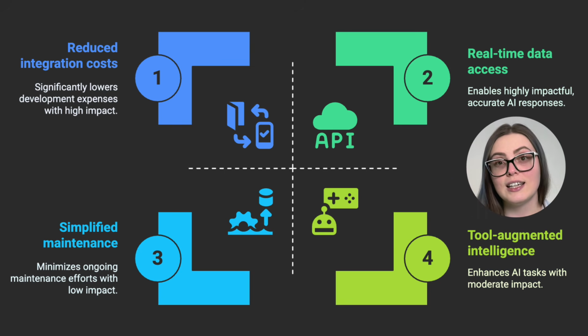Tool-augmented intelligence takes AI beyond simple question answering to actually improving and performing tasks. An AI assistant can not only tell us about our schedule, but also create meetings, send emails, and update project plans. That is exponentially more valuable.